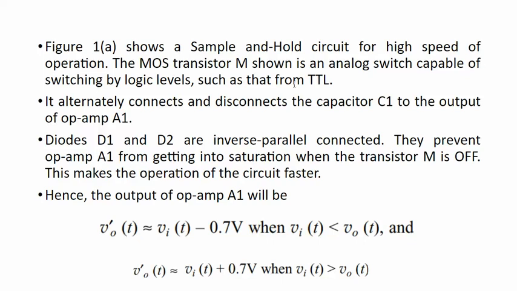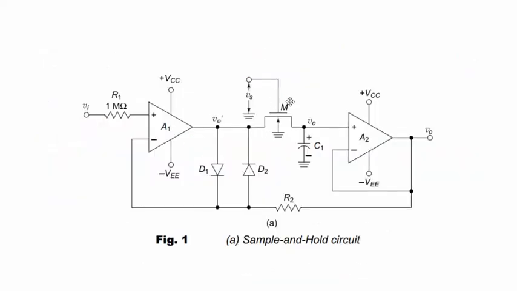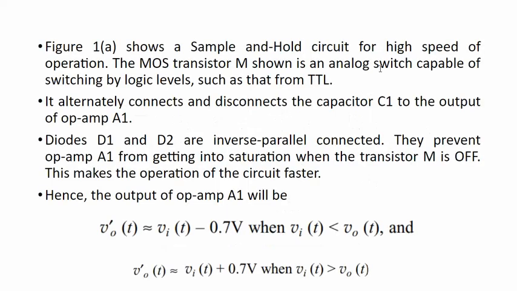So such as that from a TTL, it alternatively connects and disconnects. So the switch is just going to perform the function of an on and off operation. When it is on, say for example if it is closed, we say it is connected to the capacitor, or when it is open, it is not connected.